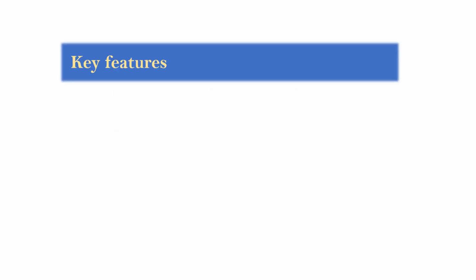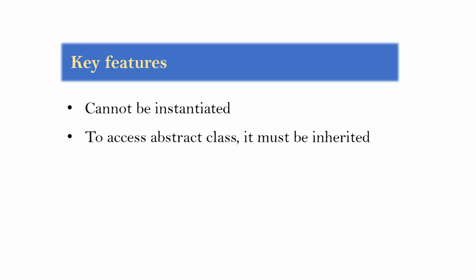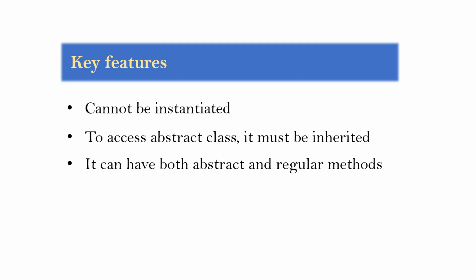Key features of an abstract class are, first, it cannot be instantiated. That means we cannot create an instance or object of an abstract class. Second thing is, if you want to access an abstract class, then you must inherit it. And an abstract class can have both abstract as well as regular methods.